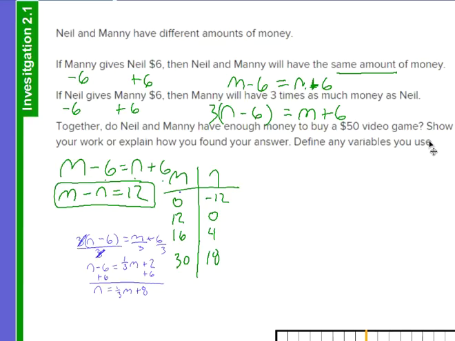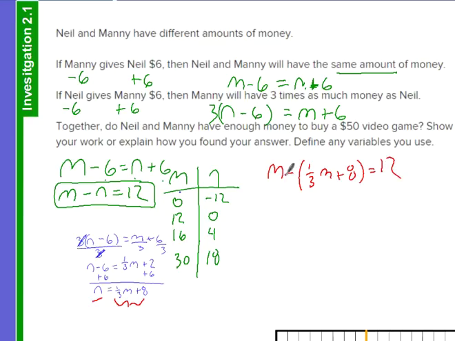Let's go back to the equations. I know that n is equal to 1/3 m plus 8. Well, instead of this n, what can I write? 1/3 m plus 8. So I'm going to rewrite this equation, but substituting in this value for n. So I know m minus 1/3 m plus 8 has to equal 12.